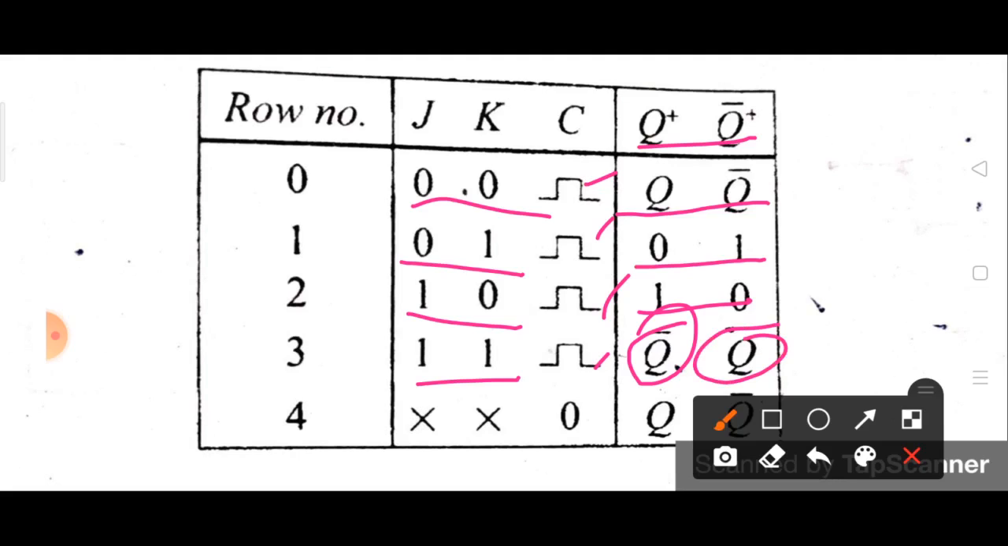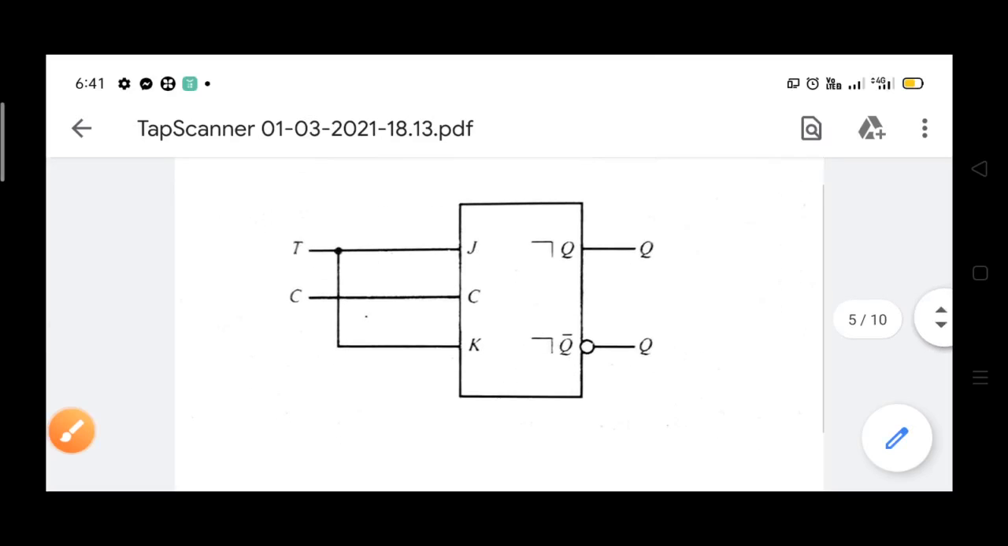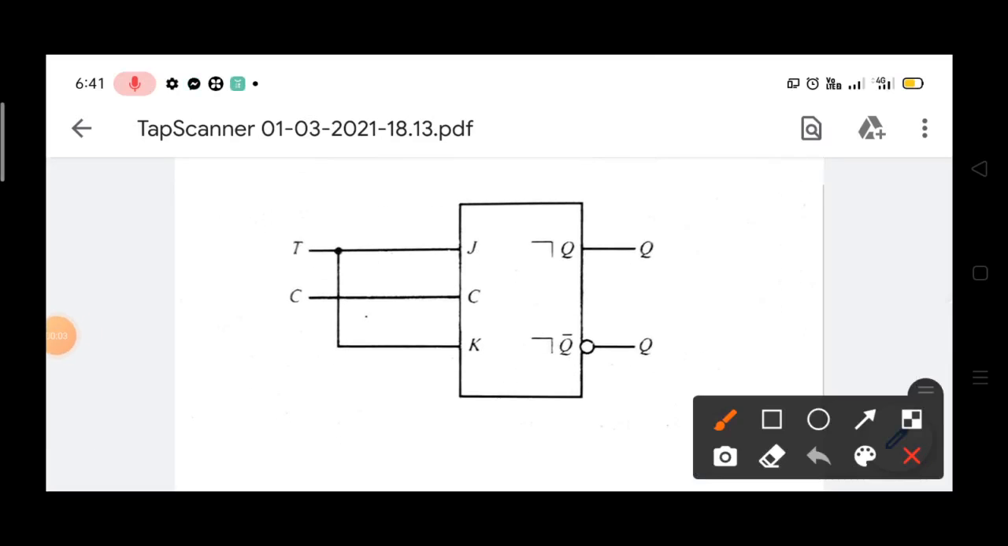Okay, however, if your clock is 0, whatever be the state of J and K, our present output will be the same as the previous output. Okay, so keeping this as a base, now we'll try to give the input to a T flip-flop. Once we have the truth table, it would be easier to understand that if I set T equal to 0, it means J is equal to 0, K is equal to 0.